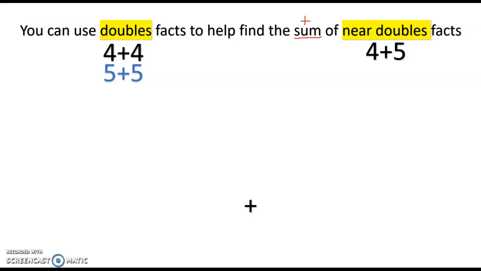Near doubles are when one of the addends is one or two, a couple more than the first addend. So your addends are very, very close in numbers. So 4 plus 5, 5 is only one more than 4. 5 plus 7, 7 is only 2 more than 5. So a near double shows a digit that is very close to the other digit, but not quite exactly the same, not quite a doubles fact.